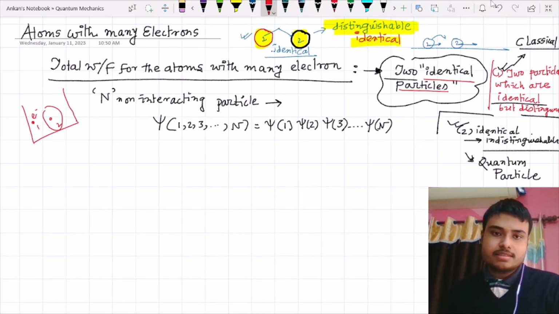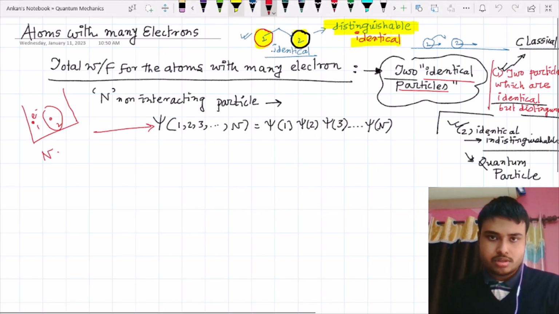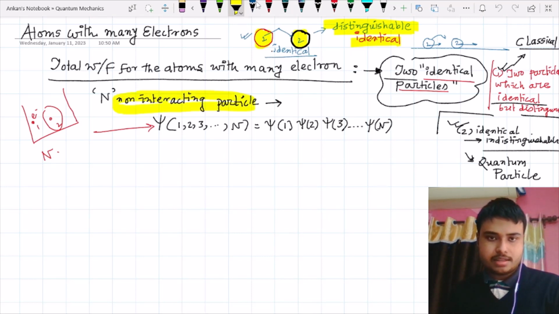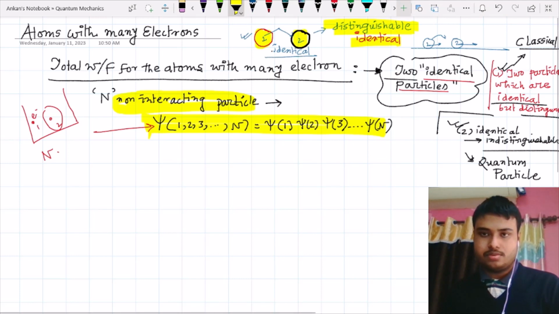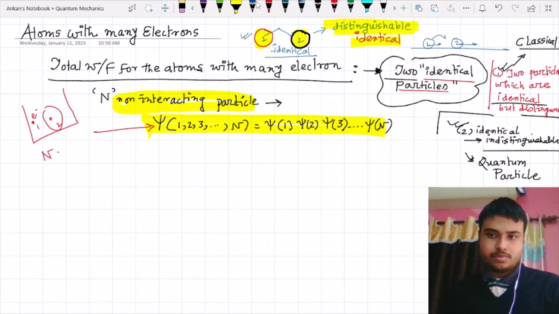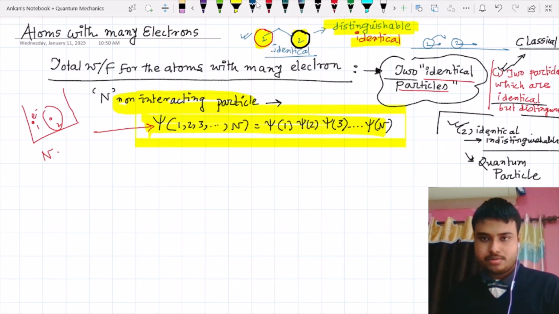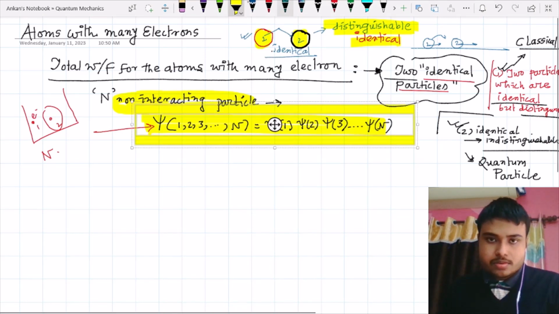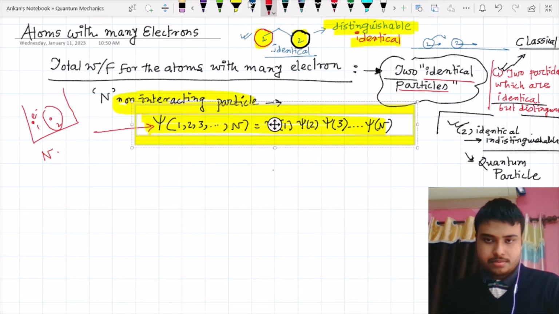How can we write this? Because of the non-interacting particles, we can write the total wave function as psi is equal to psi 1 into psi 2 into this. So we have to mark it out.